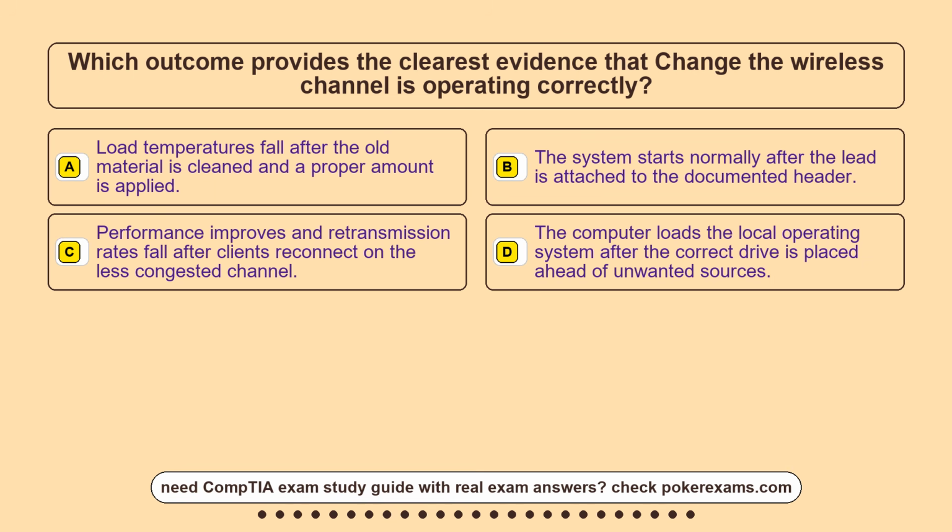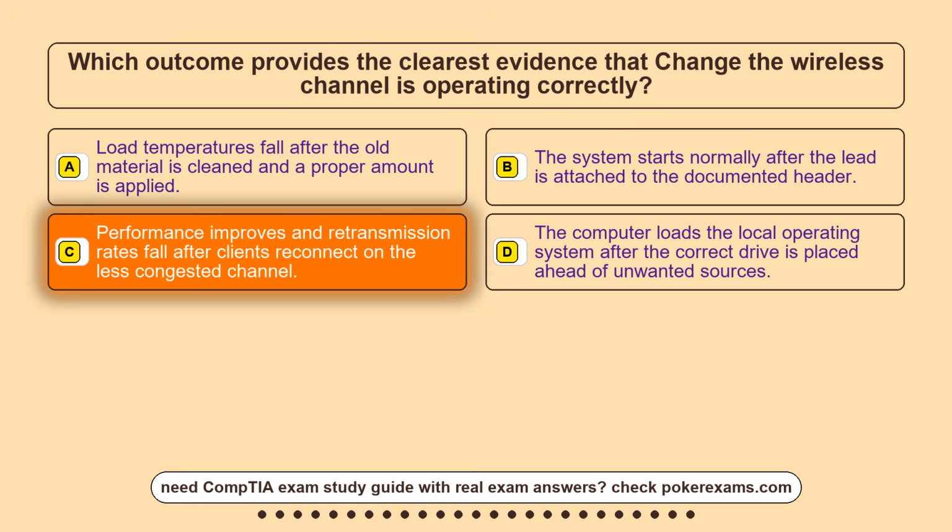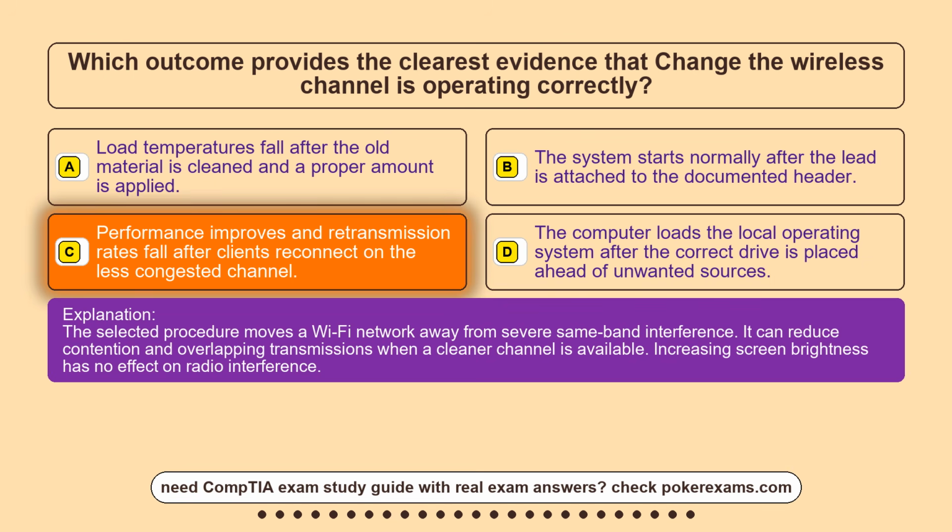The computer loads the local operating system after the correct drive is placed ahead of unwanted sources. The correct answer is option C. Performance improves and retransmission rates fall after clients reconnect on the less congested channel. The selected procedure moves a Wi-Fi network away from severe same-band interference.